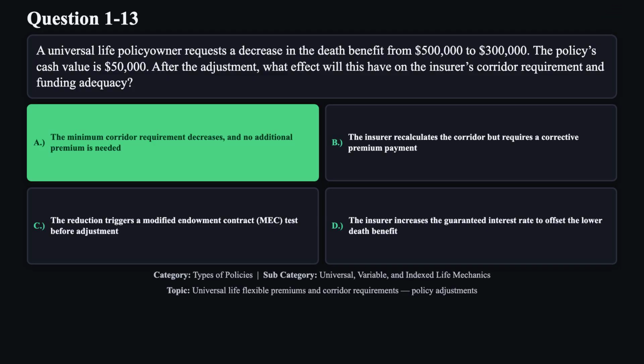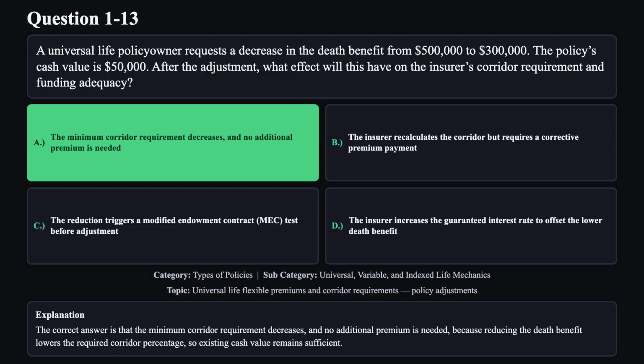The correct answer is A. The correct answer is that the minimum corridor requirement decreases, and no additional premium is needed because reducing the death benefit lowers the required corridor percentage, so existing cash value remains sufficient.